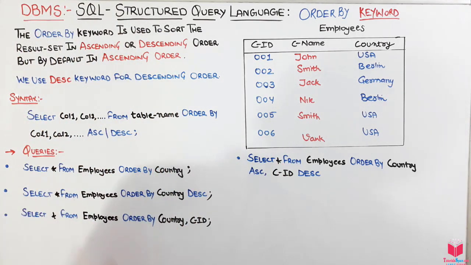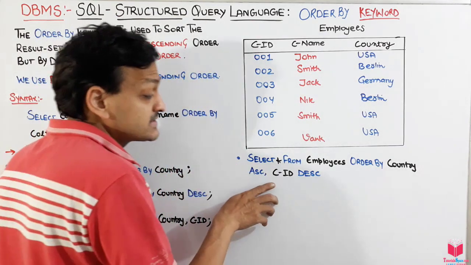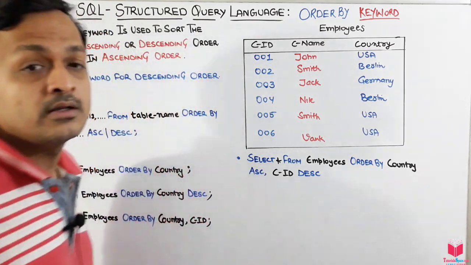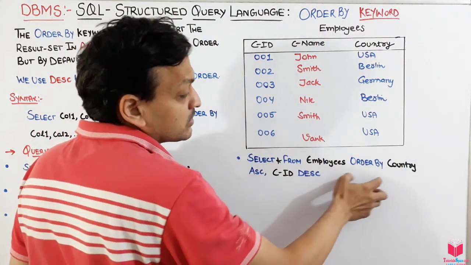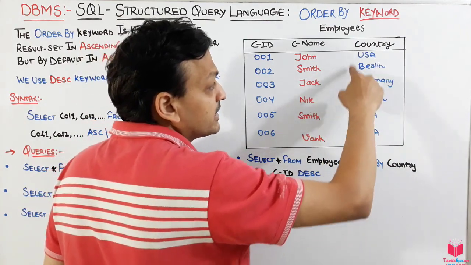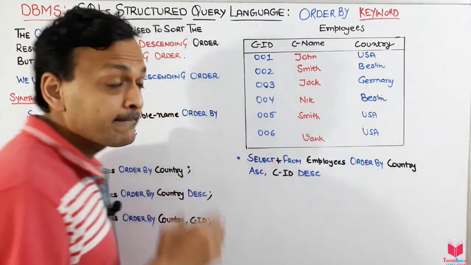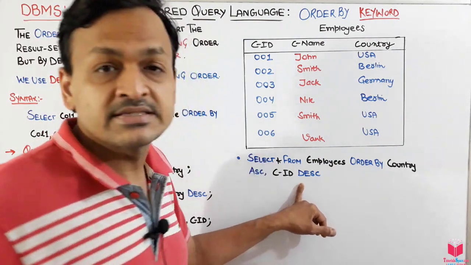After that, we have the query SELECT * FROM employees ORDER BY country ASC, CID DESC. If we want the country in ascending order and the CID in descending order, we run this query. It will first arrange the country in ascending order, so first the Berlin rows, then Germany, then USA. After that, it will sort the CID in descending order.